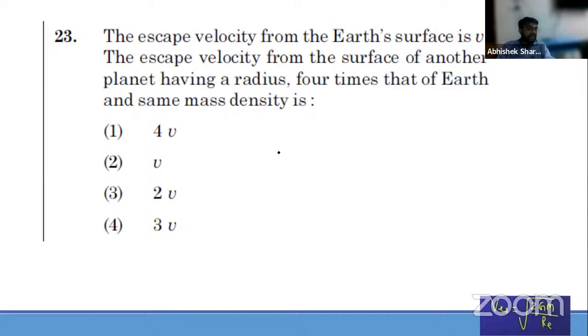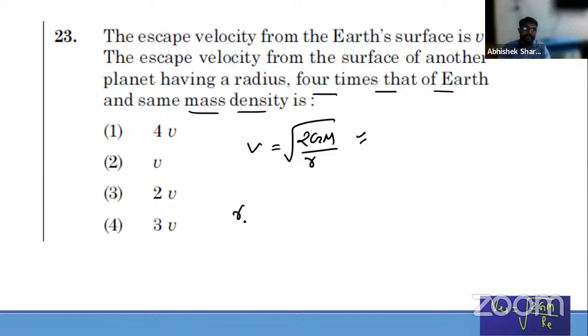Very easy. It says the escape velocity from the Earth's surface is V. We know the escape velocity formula is under root 2GM by R. This is given as V here. The escape velocity from the surface of another planet, maybe something like Jupiter or some hypothetical planet, having radius 4 times that of Earth and the same mass density, is how much?